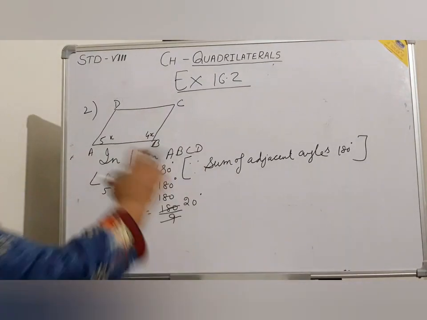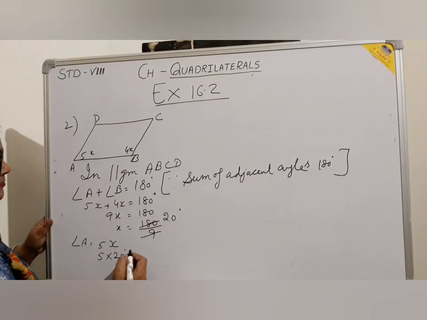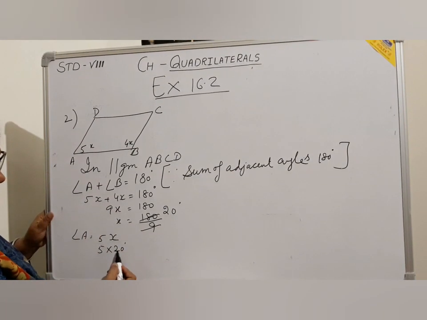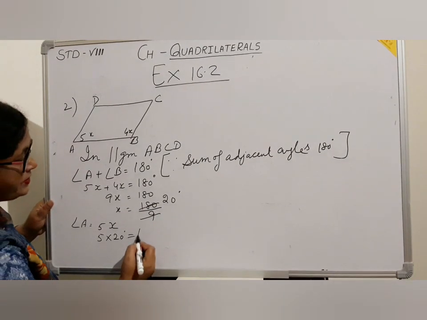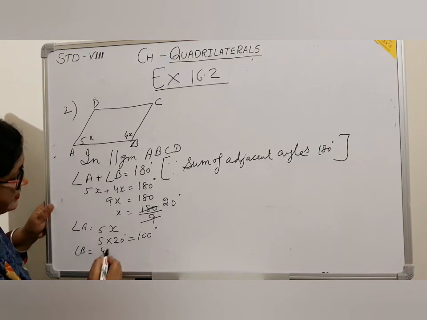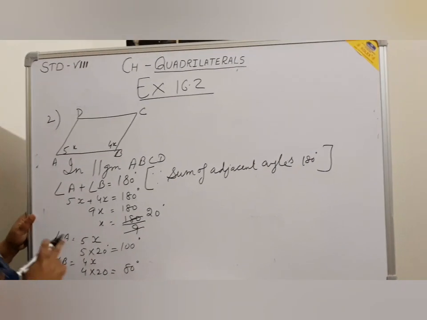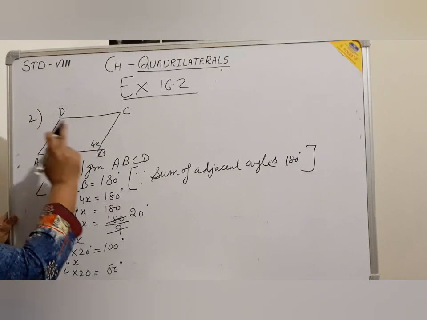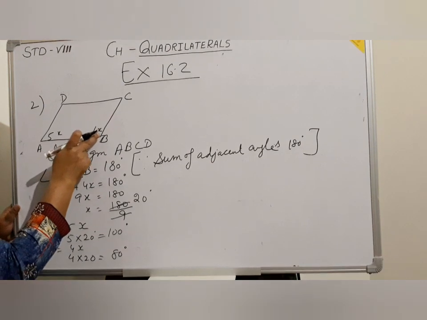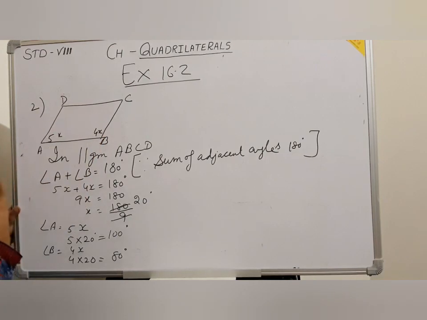Now you can find the value of angle A and B. Angle A is equal to 5x. The value of x is 20 degrees. 5 multiplied by 20 is equal to 100 degrees. And angle B is equal to 4x, means 4 multiplied by 20, 80 degrees. Now angle A is 100 degrees and angle B is 80 degrees. Opposite angles are also equal. If angle B is 80 degrees, angle D is also 80 degrees. Angle A is 100 degrees, angle C is also 100 degrees.